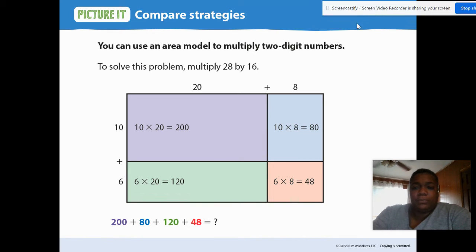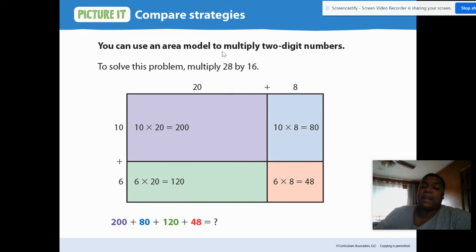All right, boys and girls, we are looking at one of the strategies that we are going to use to help us solve the problem we are working with today. The current strategy that you are looking at is on the screen, and if you look right here, you'll see what it's called. It is called the area model of multiplication. Right here, area model of multiplication.